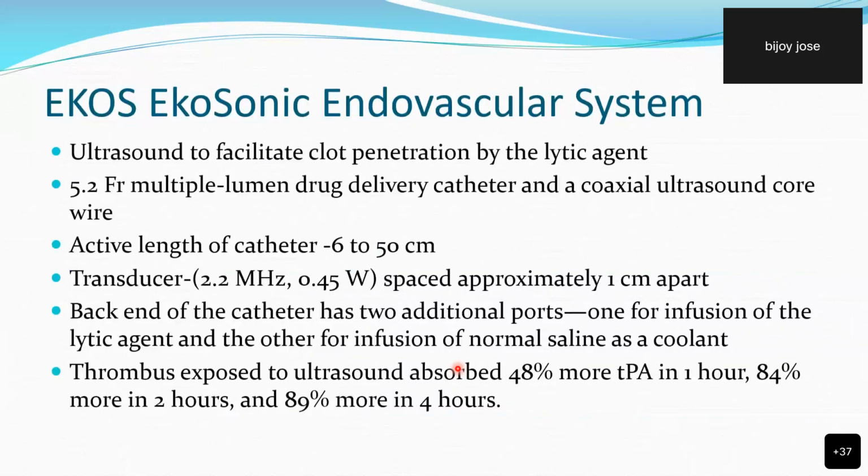In the EkoSonic endovascular system, ultrasound is used to facilitate clot penetration by a lytic agent. We use a 5.2 French multiple lumen drug delivery catheter and a coaxial ultrasound core wire. The active length of the catheter is 6 to 50 centimeters, and the transducers have a frequency of 2.2 megahertz, 0.45 watts, spaced approximately 1 centimeter apart. The back end of the catheter has 2 additional ports, one for infusion of the lytic agent and the other for infusion of normal saline as a coolant. And the thrombus is exposed to ultrasound.